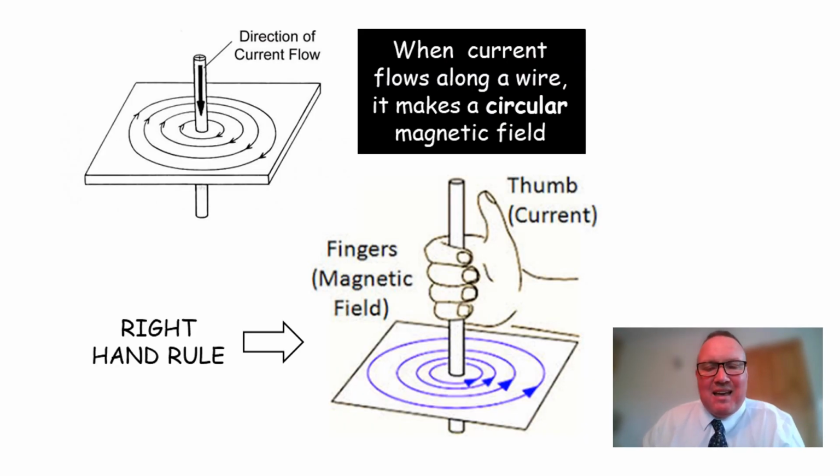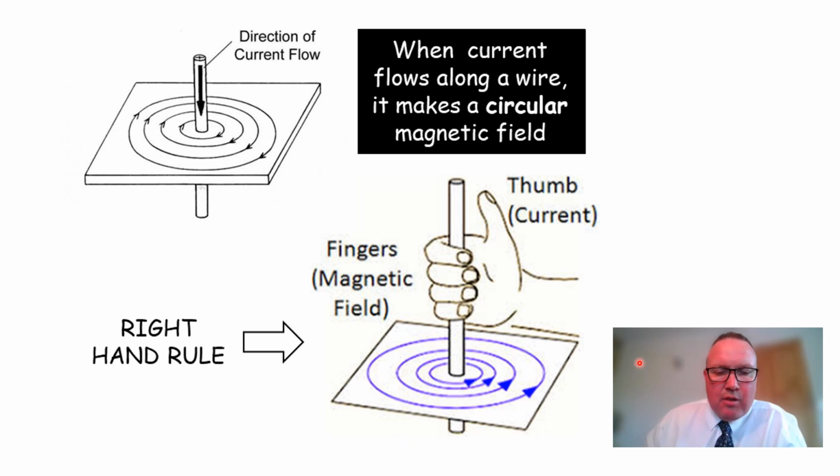Now another way of making induced magnets is by using electric current. When we put electric current down a wire, then that wire gets a magnetic field around it. But the shape of the magnetic field is a circle, with the circles getting further apart to show that the field is getting weaker as you get further away from the wire. Now to remember the direction that the arrows go around the wire, we use the right hand rule.